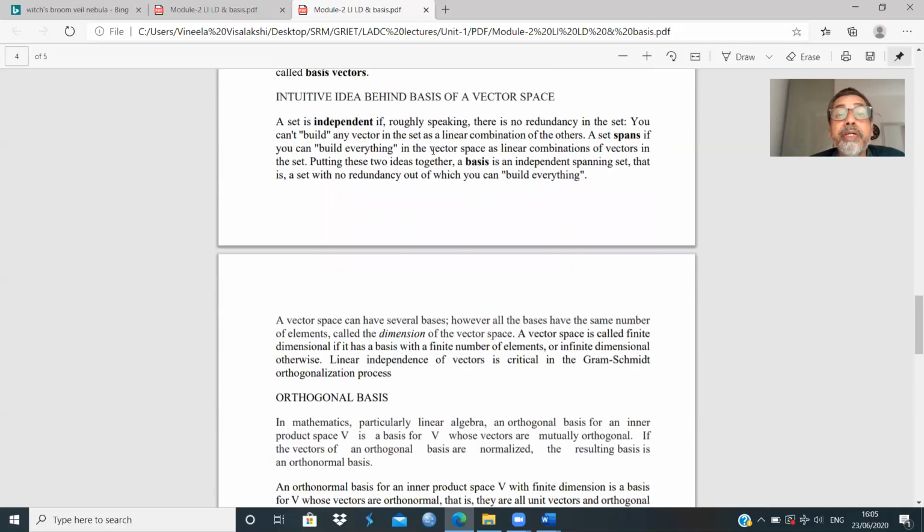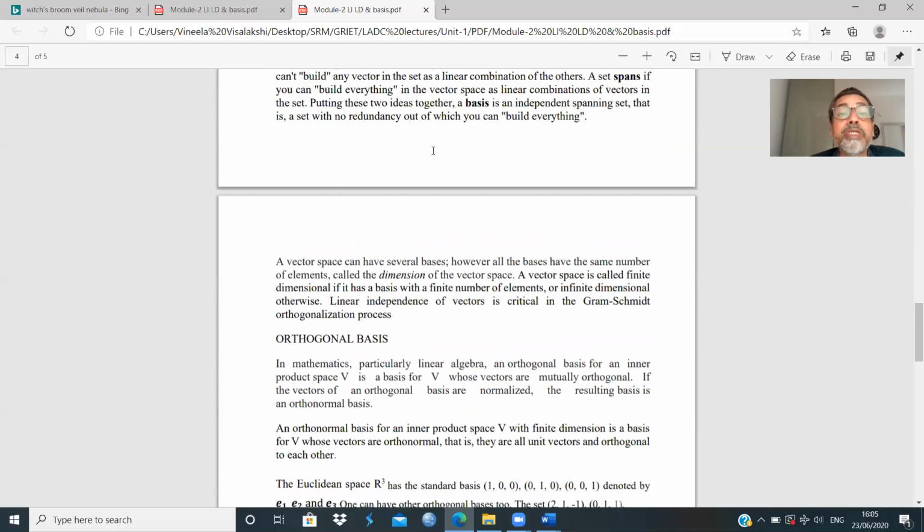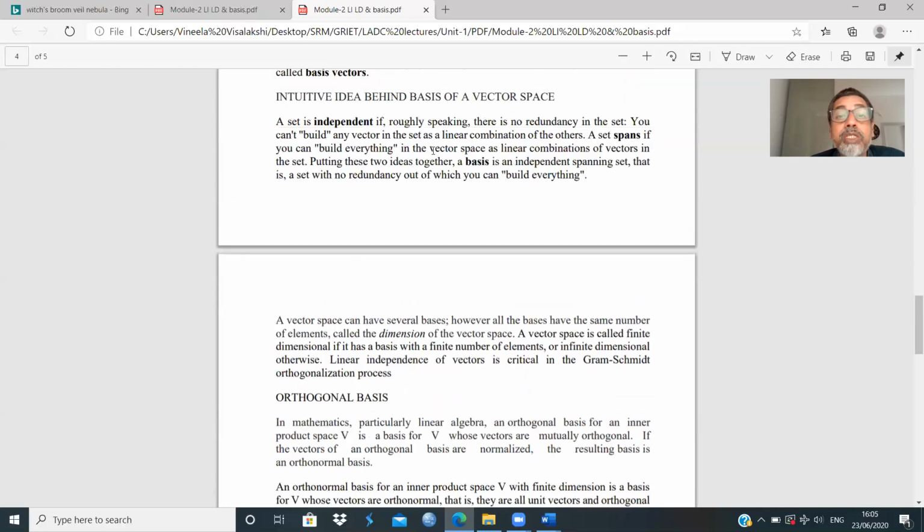Now, the intuitive idea behind basis of a vector space is that once you have a basis in hand, then you will be able to build any vector with these basis vectors, and you can practically build any vector using this basis.